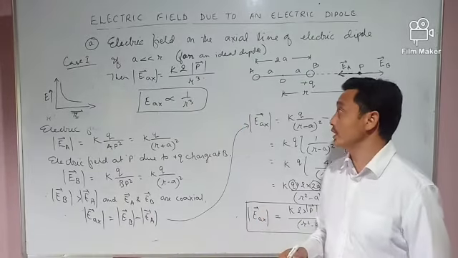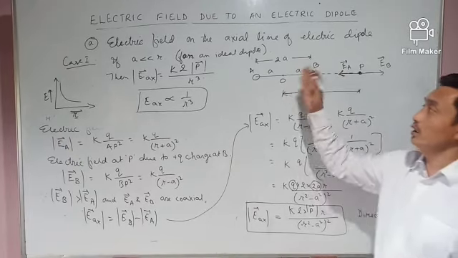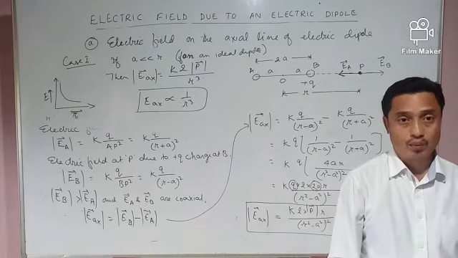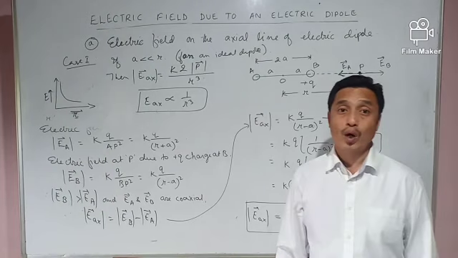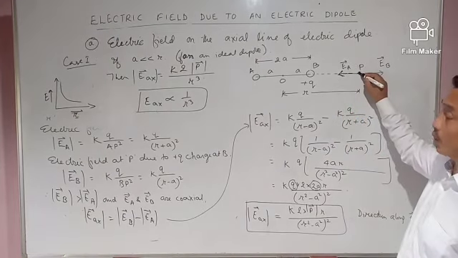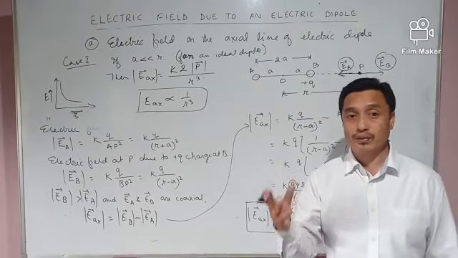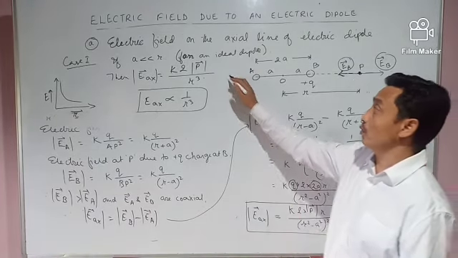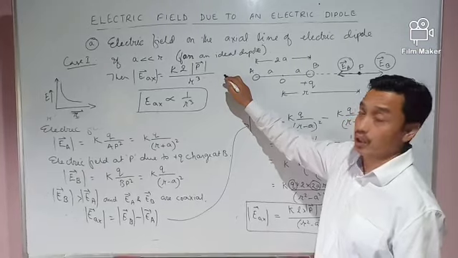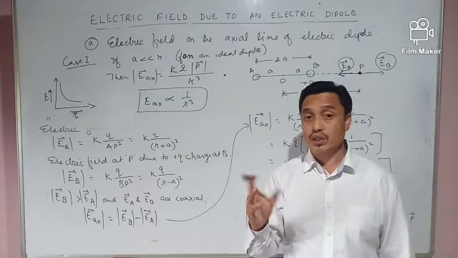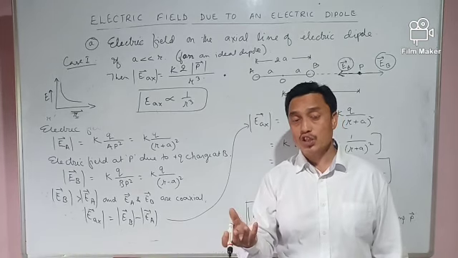One more interesting thing here is whether the electric field will be 0 at any point on the axial line of the dipole. And the answer is no. Why? Because at any point here, the electric fields EA and EB will be completely different from each other. If you consider a point here, then also EA and EB will be different. So there is a difference, it can never be zero.